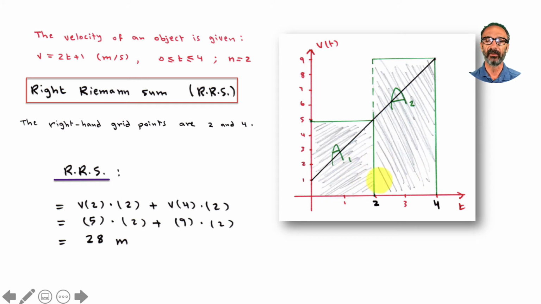That doesn't mean the right Riemann sum is always an overestimate. It depends on the graph, if it's increasing or decreasing and so on. You have to pay attention to how it looks. Just make a note of it.